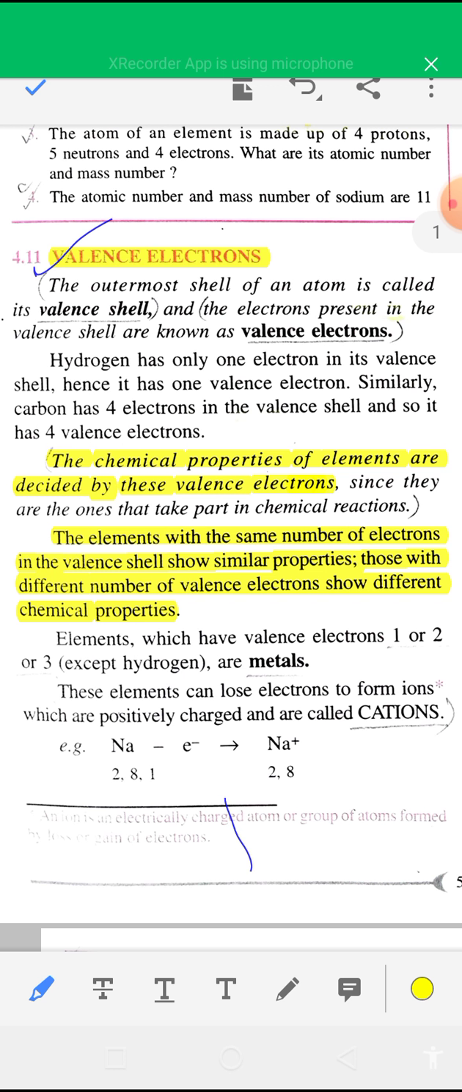If a similar number of valence electrons is there, then the chemical properties of the elements will be similar. If the numbers of valence electrons are different, then their chemical properties also will be different. Now, elements having valence electrons 1, 2 or 3, except hydrogen which has 1 electron in its valence shell, are metals. So metals have generally 1, 2 or 3 valence electrons.